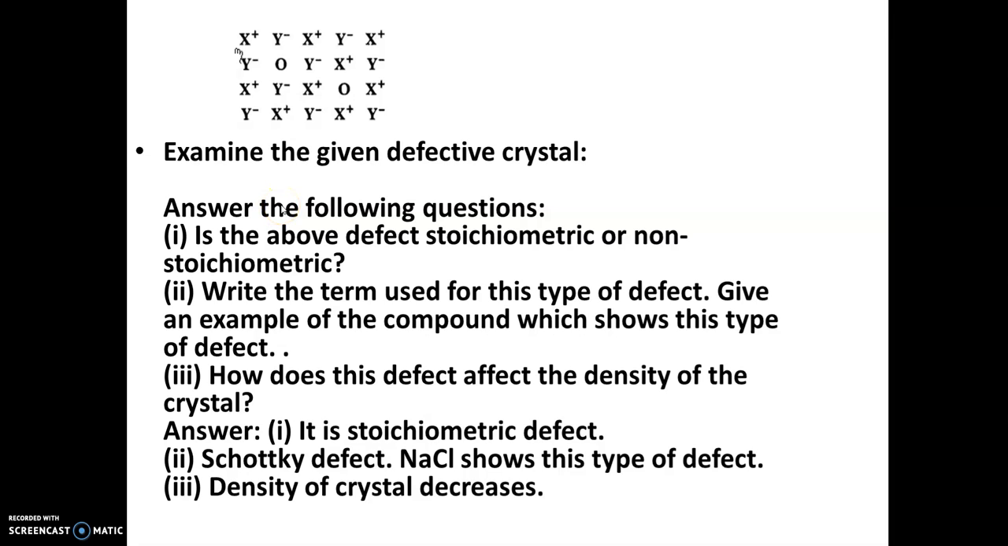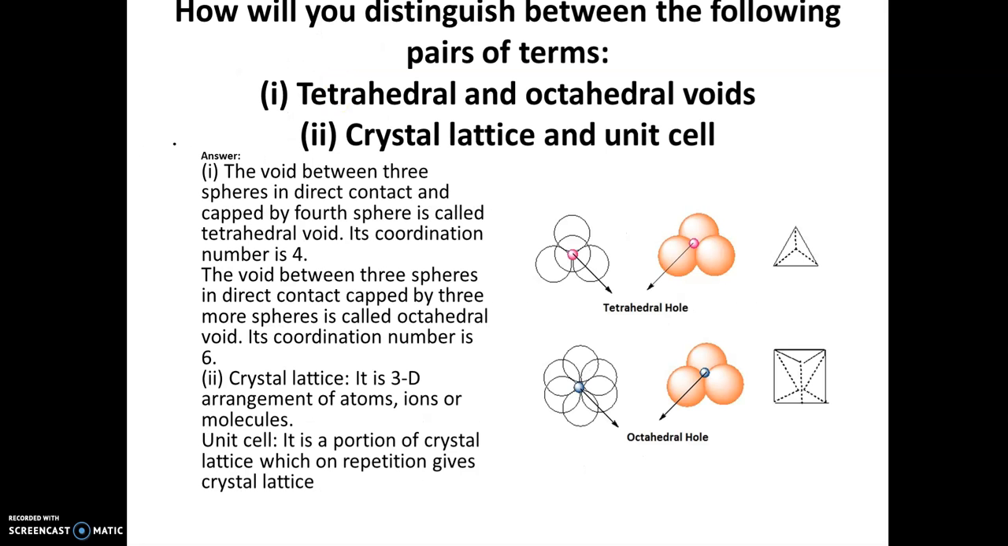And what is the name of this defect? Equal numbers of which type of ion are missing from here? Here cation, here anion. So equal numbers of cations and anions are missing from this. So surely this is a Schottky defect. And give an example: NaCl shows Schottky defect, KCl shows Schottky defect. Many examples you can give. Does the density vary? Yes, the density of the crystal decreases because one cation and one anion are missing. So density obviously decreases. Such types of questions you can expect.